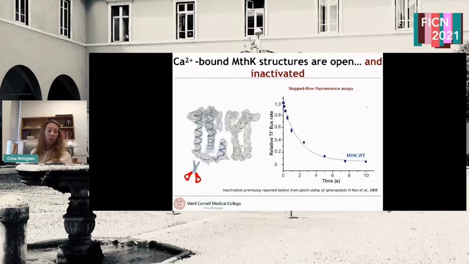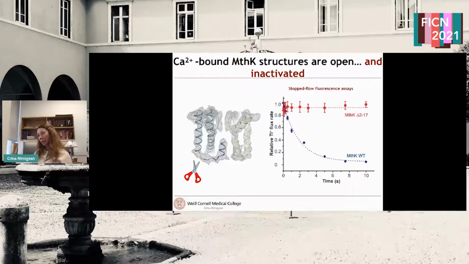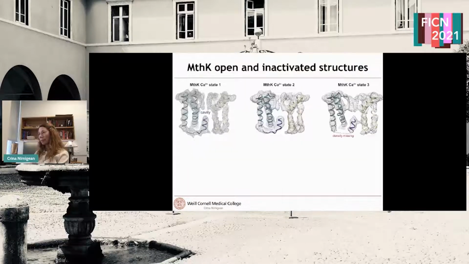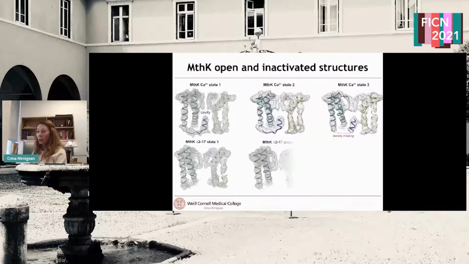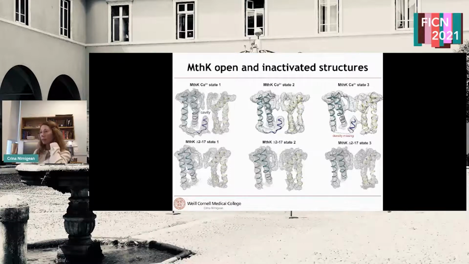Now, if this first 20 amino acids segment is responsible for inactivation, if you cut them off, you should remove inactivation. And this is exactly what happens. We made a construct without those first 18 amino acids, and this particular construct is no longer inactivated, as you see here in red. So we also did the structure of this non-inactivating MTHK, and what we found in the presence of calcium is open channels, but without the inactivation peptide.